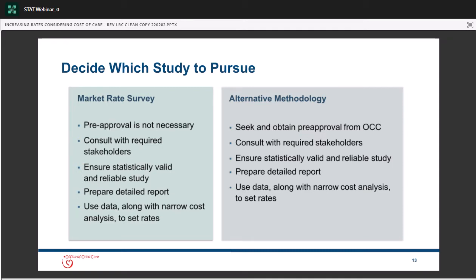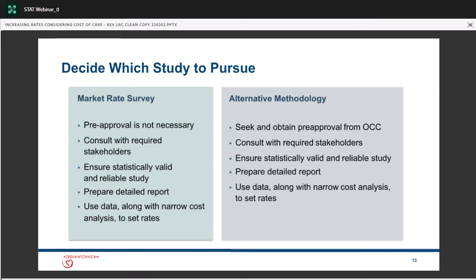You get to decide which study to pursue, a market rate survey or an alternative methodology. And again, your stakeholders can give you valuable counsel on that. We typically think of market rate surveys as a study of prices and alternative methodologies as a study of costs. While this is often the case, an alternative methodology is not limited to this approach. Lead agencies may seek approval for an alternative methodology that does not incorporate costs, but rather other factors the lead agency has identified as valuable to informing rate setting.